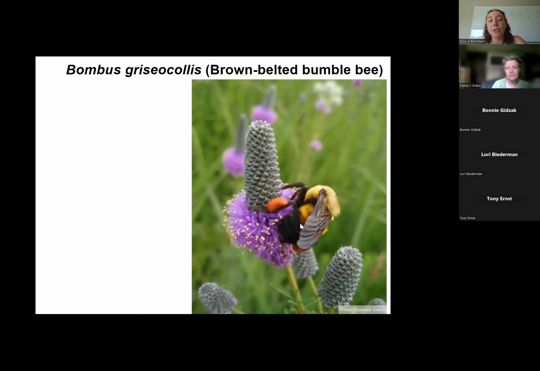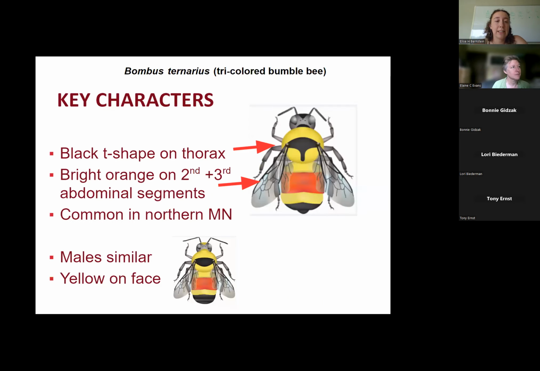But then when we look at T2, we're seeing black on the sides before we see that brown crescent or swoop there in the middle. And remember, with rusty patch, the brown crescent is kind of sandwiched in between yellow that we see on both T1 and T2. So noting the black on the sides here is really important to distinguish brown-belted bumblebee. Next slide.